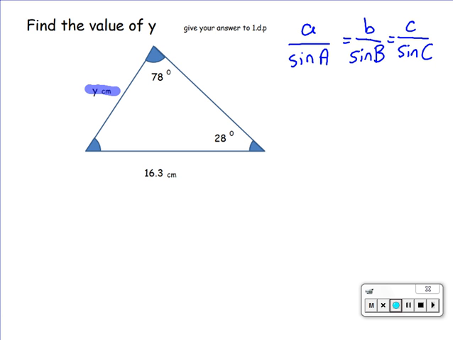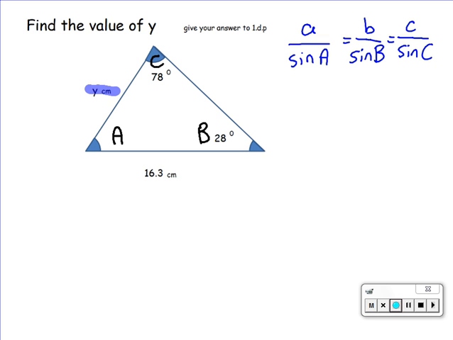Now sometimes it's a good idea to pick certain sides or certain angles as A, but in the case of the sine rule it doesn't really matter. So let's label it up. We'll call the angles A, B and C, using capitals of course. So A, B and C for the angles.